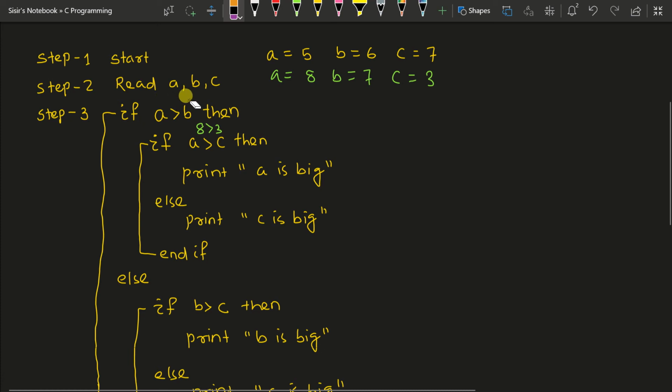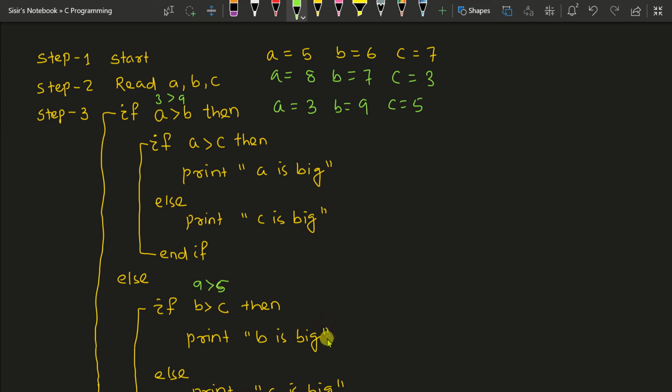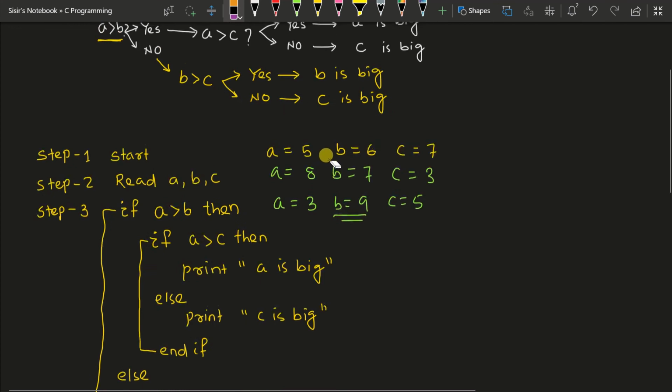Fine. Now let us take another example. Let's say A is equal to 3, B is equal to 9, C is equal to 5. Okay, so let us check it. A greater than B, that is 3 greater than 9, condition false. False means we will come to this else part. So inside the else part, what will I check? B is greater than C, 9 is greater than, sorry, 9 is greater than 5. Yes, so B is big. So B is big in this case. So I hope you understand how I have written the algorithm, and our algorithm is working fine for every input I am taking. Okay, so for different inputs you can check this algorithm for your reference.